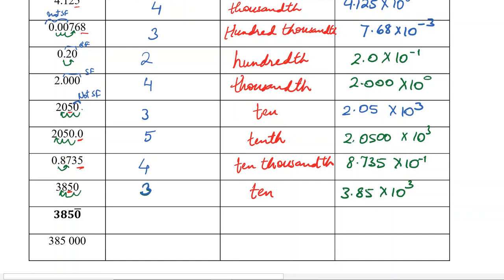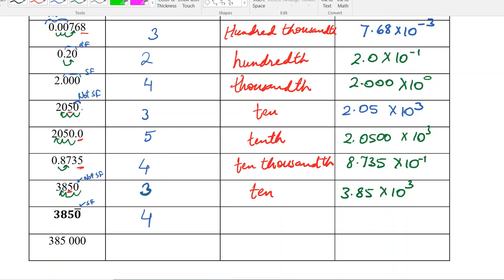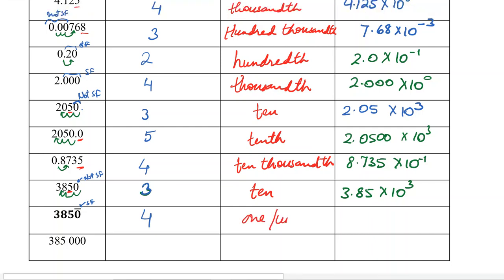Next we have 3850 and you have a bar on the top. This bar on the top tells us that this zero is significant. If there is no bar, the trailing zero is not significant. So in this case, the number of sig figs is 4 and the precision will be the ones place, or the units place. For the scientific notation, you put the decimal, write all the sig figs, and we moved 1, 2, 3 places to the left, so 10 raised to power 3.